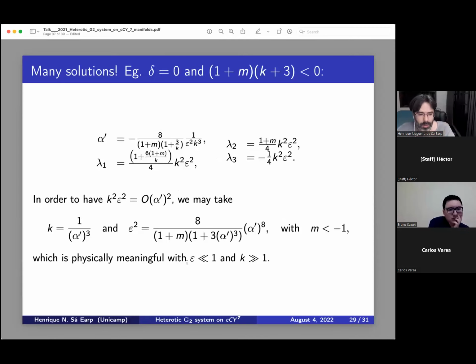Then there are other solutions with similar asymptotics, but exhibiting slightly different features, which I don't want to drag you through.